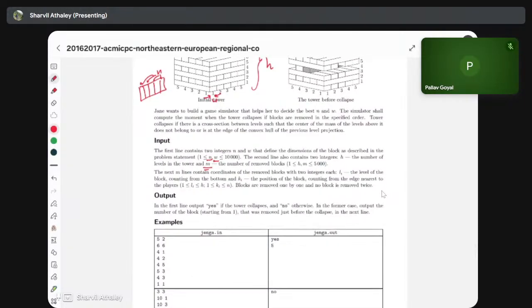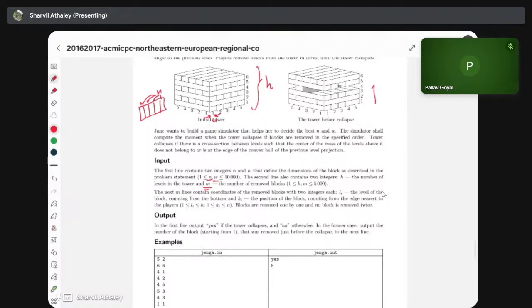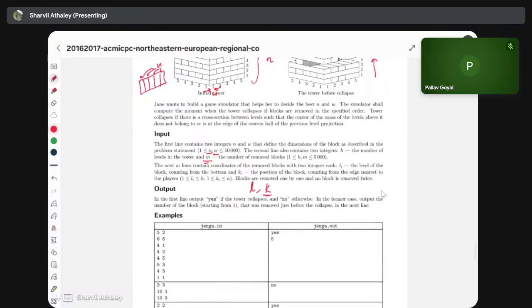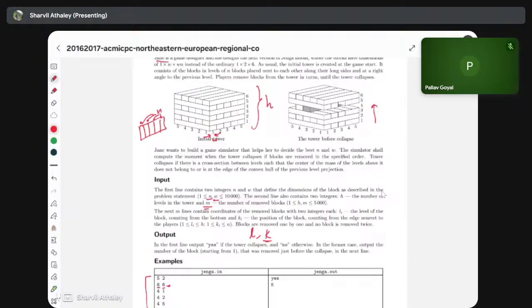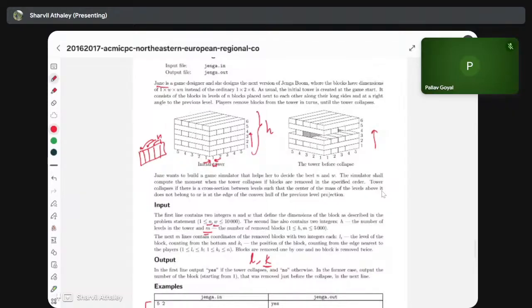In each move, you'll be given the level you're going to, and K is the block that you're removing from that level. For example, in this test case there will be 5 blocks in each row, the width of each block is 2, 6 is the height of the Jenga, and you'll be given 6 moves. In the first move, you remove 4 from the fourth level. You remove the first block. So you go to the fourth level to remove the first block. This is first, second, third, fourth, fifth. So you remove the first block.